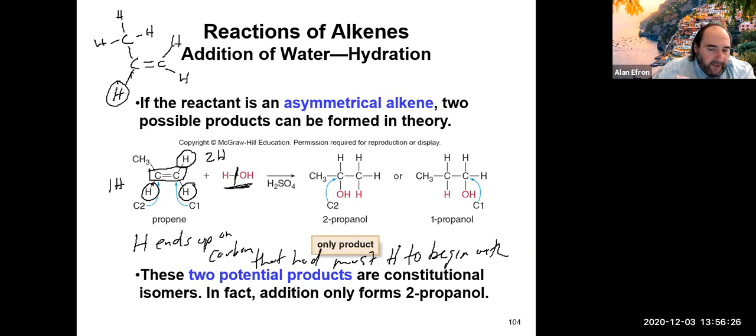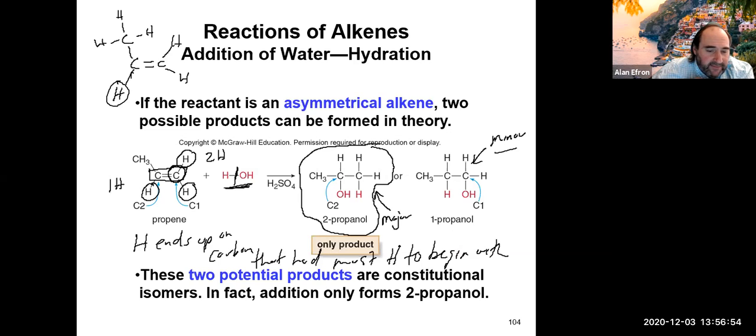So that's a lot of wording to tell us that when we add the hydrogen in here, it really should end up on this carbon because that one had more hydrogens to begin with. And that's what we see here. This is what is sometimes referred to as the major product. If you did the opposite, this is what is sometimes referred to as the minor product. And usually you're interested in the major product, which would be this guy.